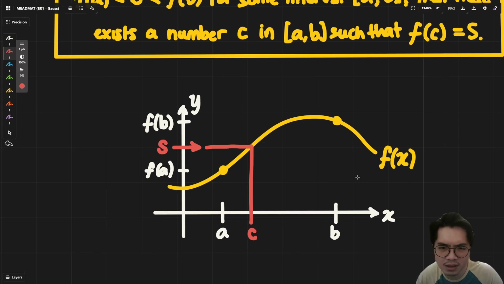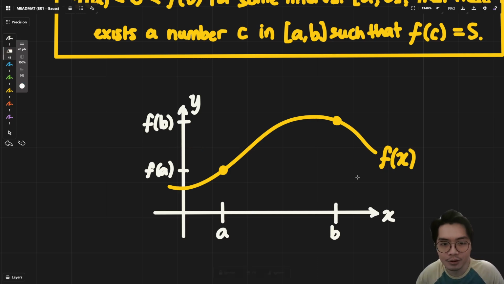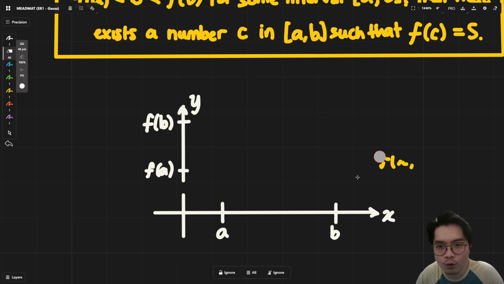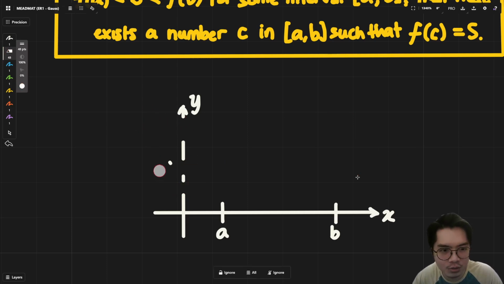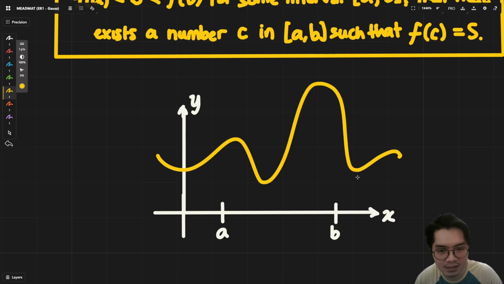And so you might say, oh well, it only works for this version of the function. What if we have another function? Well, let's test it out. This will be true for all continuous functions. For all continuous functions, this will be true. Let's try something that looks a little bit more funky, maybe something like this.